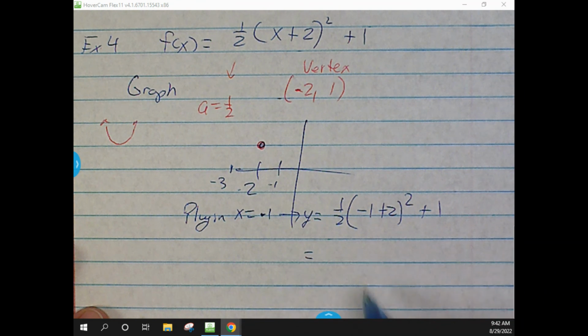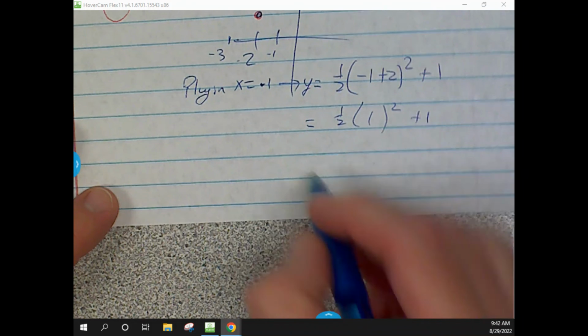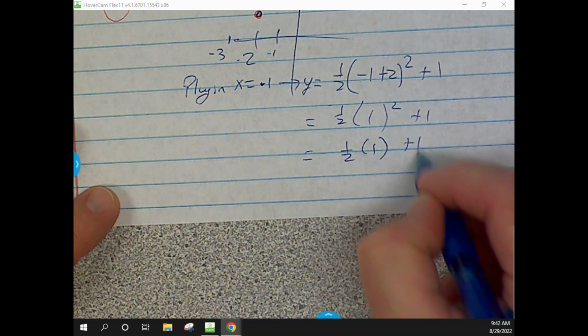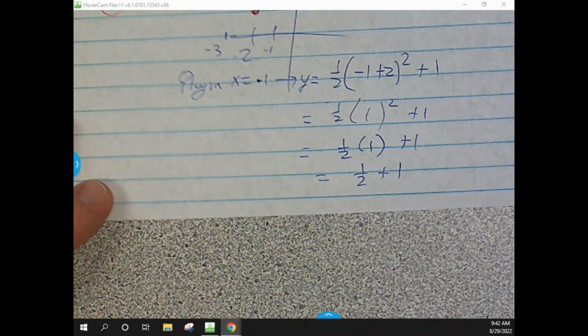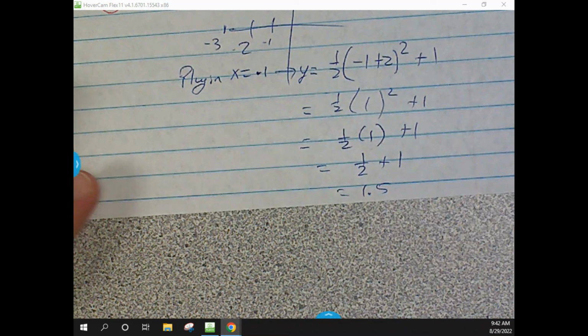All right, so that's -1 plus 2 squared. That's still going to be 1. And if you square 1, it's still just 1. So if we do 1/2 of 1, that's just 1/2 plus 1. So that's 1.5. And then somebody may be saying, well, how are we going to do that?